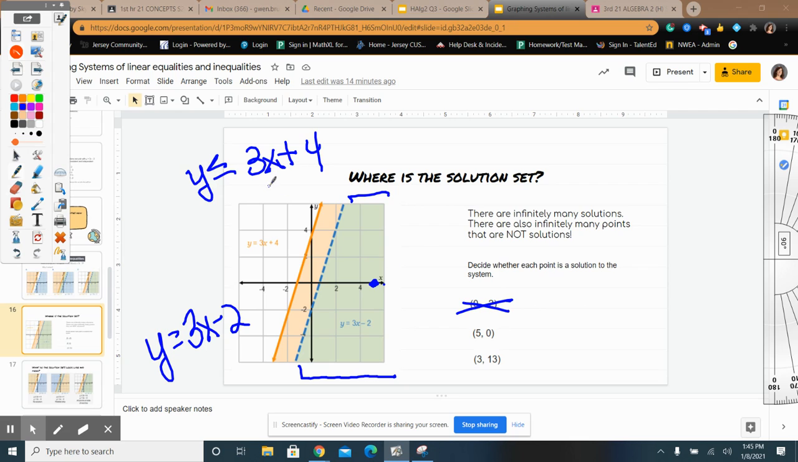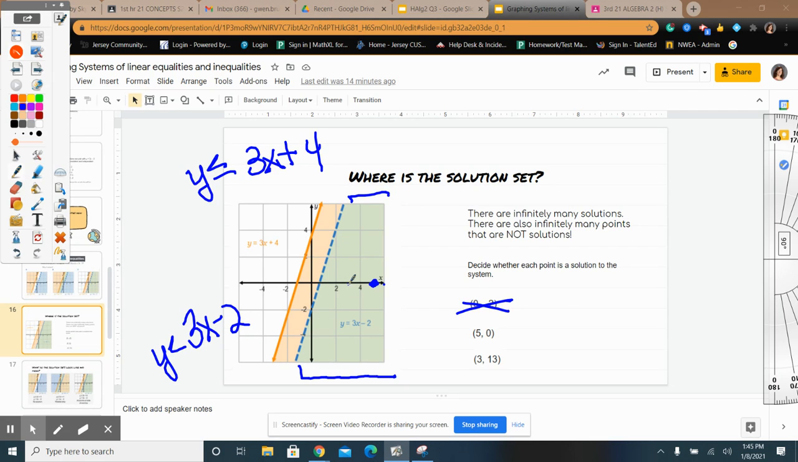If you plug in 5, 15 plus 4 is 19. 19 is less than or equal to 0, so that's true. And this one is just supposed to say greater than and not equal. Plug in that 5, 15 minus 2 is 13. 13 is also greater than 0, so that is a solution.